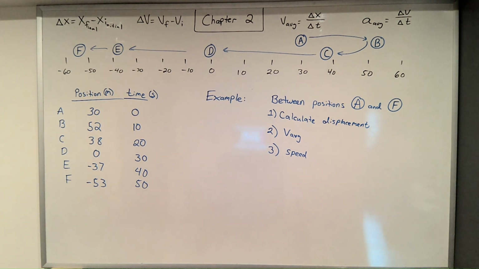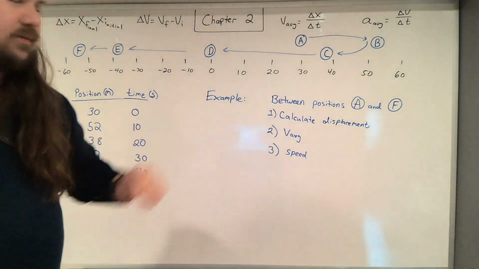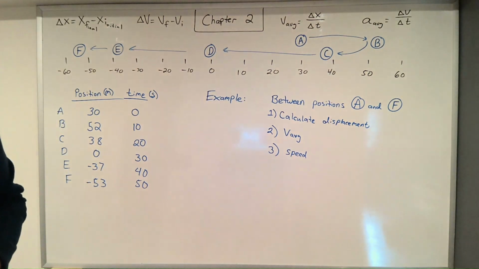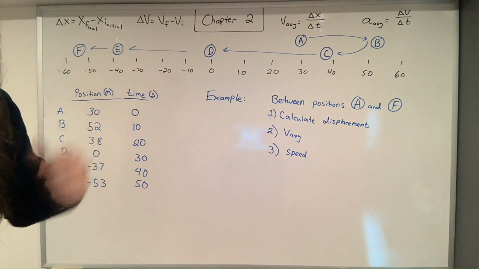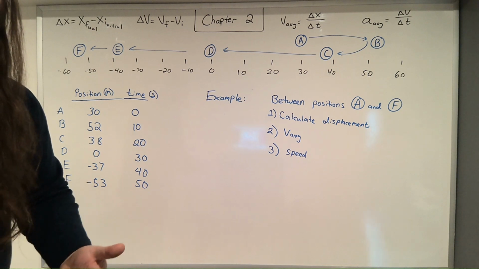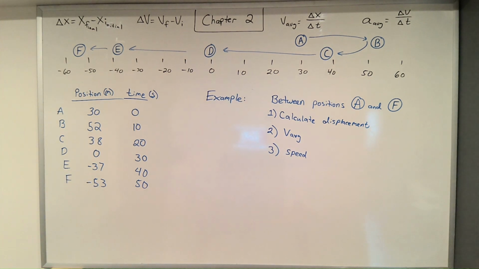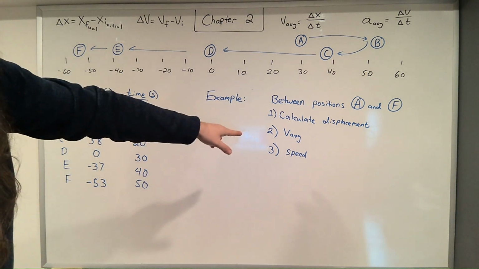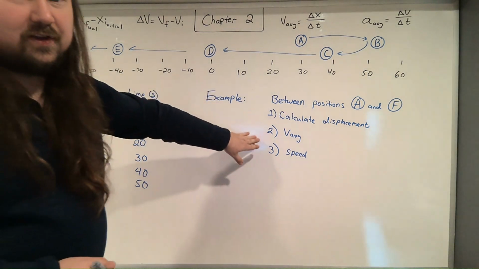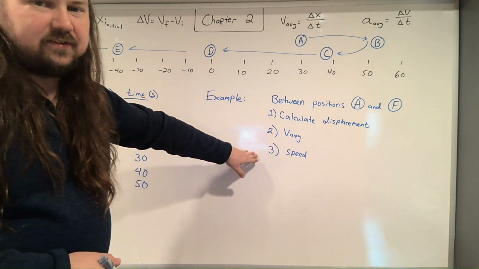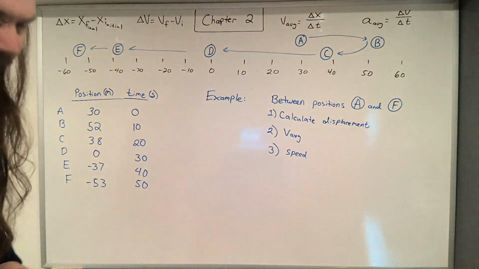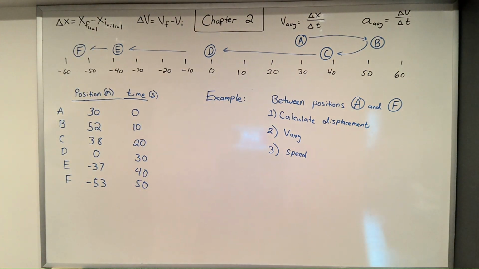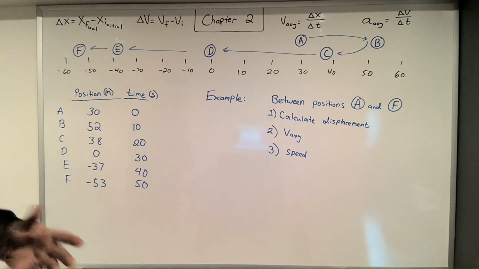Now, our questions are going to be between the points A and F, so the beginning and the end. Calculate some things, right? And this is a 3-part question. One is going to have us calculate the displacement, and then it wants the average velocity, and then it's going to ask us for the speed, and speed is always the average speed. So we have 3 parts here that we have to work on. So let's take the first one, and then let's look at displacement.